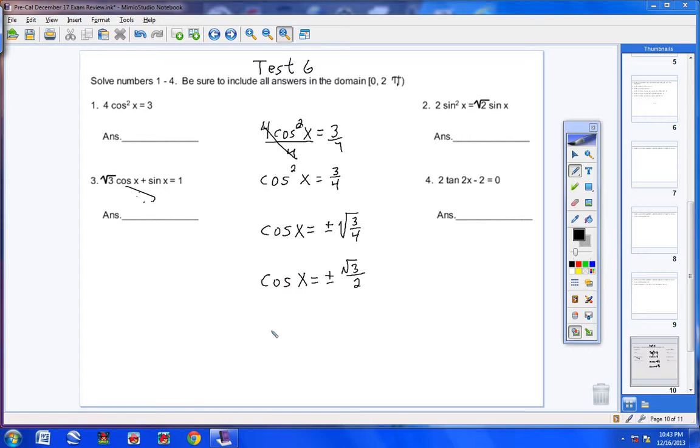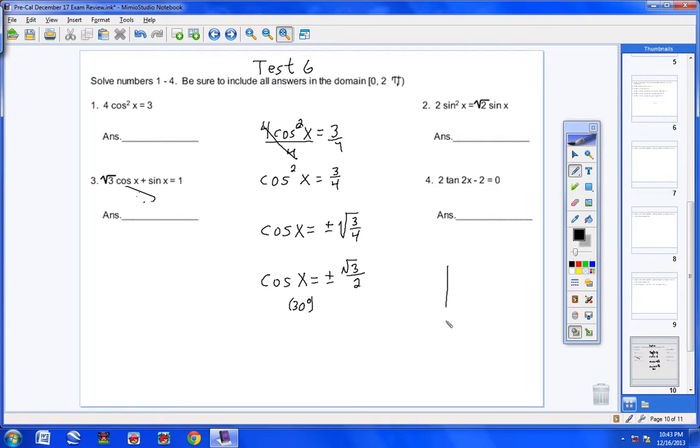Now, I'm not going to pull your table up, but if you look on your table, you'll see that the cosine of 30 is square root of 3 over 2. So I know the angle here is 30 degrees. Now, hold on a second. Remember, I want to know the positive and the negative.